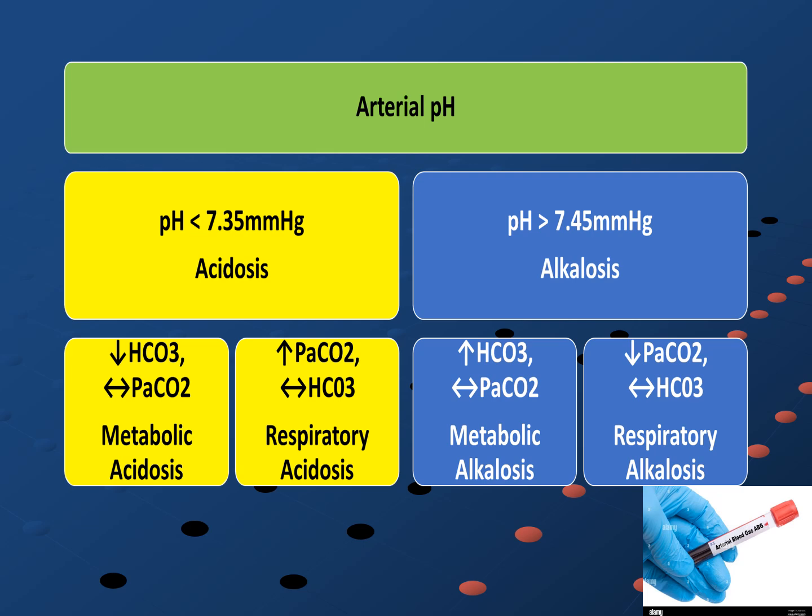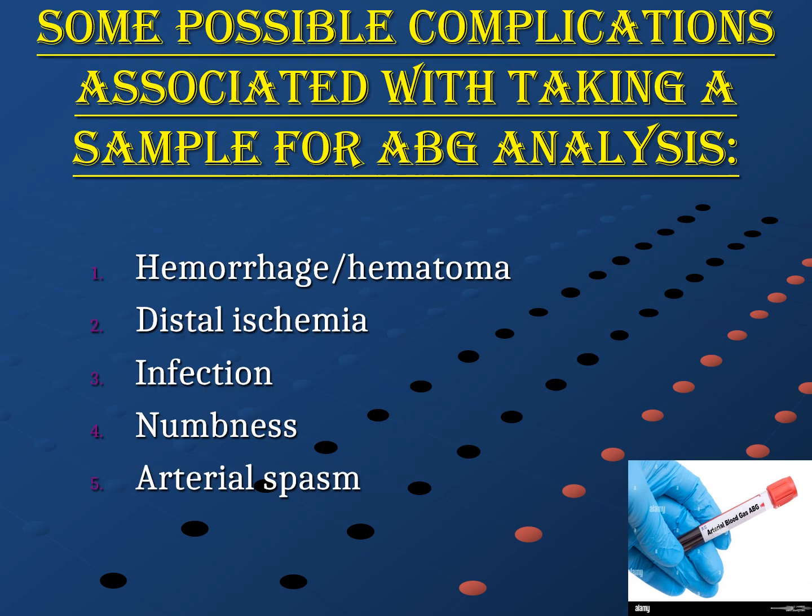In simple terms, if the pH is low, acidic, check HCO3 for metabolic acidosis and PaCO2 for respiratory acidosis. If the pH is high, alkaline, check HCO3 for metabolic alkalosis and PaCO2 for respiratory alkalosis. Some possible complications associated with taking a sample for ABG analysis: 1. Hemorrhage, hematoma. 2. Distal ischemia. 3. Infection. 4. Numbness. 5. Arterial spasm.